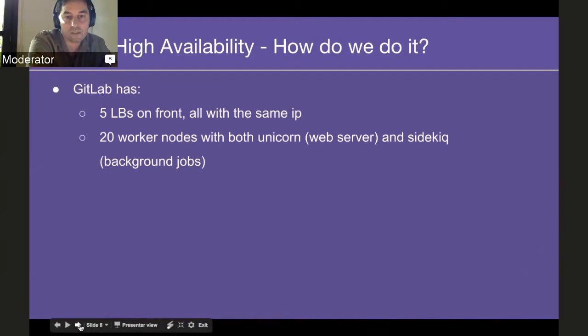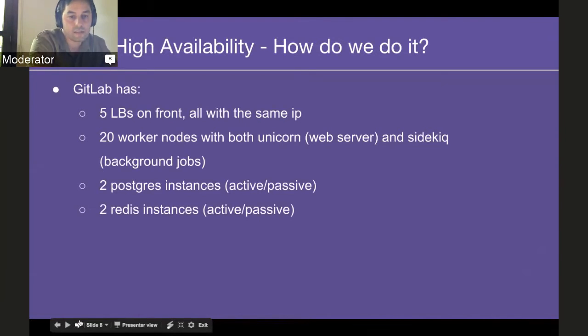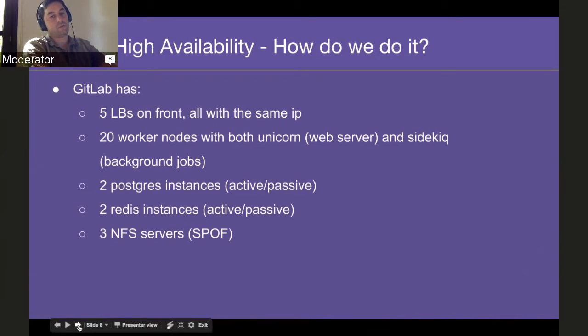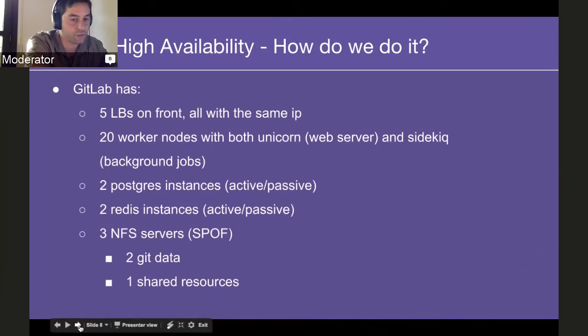We have two Postgres instances, one in active mode, one in passive mode. If the active dies, the passive is going to take over. That's usually how it works. We have two Redis instances. We use Redis as a caching mechanism and to share the sessions between the worker nodes, the web applications. And we have three NFS servers at this point, which means that we have three single points of failure because we don't have replication there yet. Two of them are used for Git repos, and one is used for shared resources.